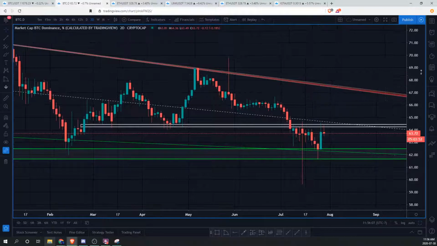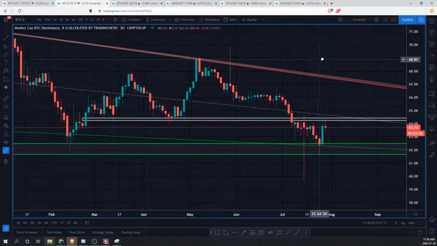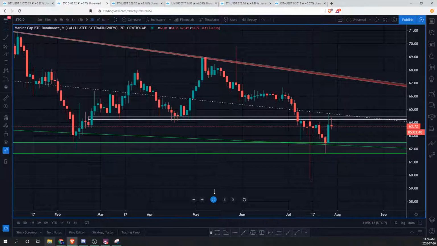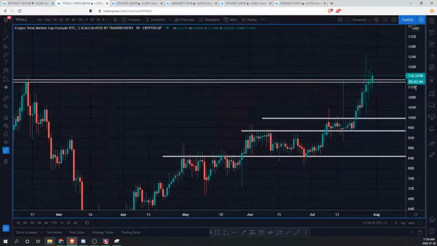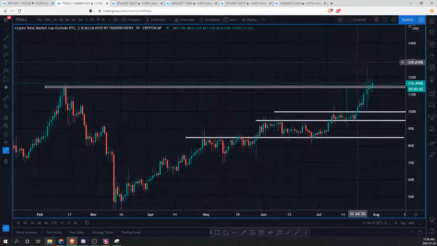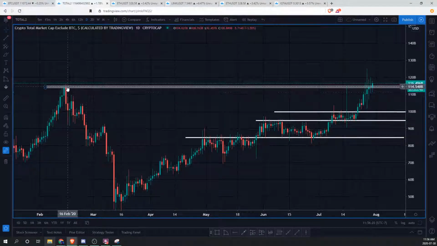That is going to be a possible entry. Okay, so let's continue on with this video here. We already talked about the dominance. Let's quickly look at the total 2 here because it did break and hold above the previous resistance right there on the daily chart.